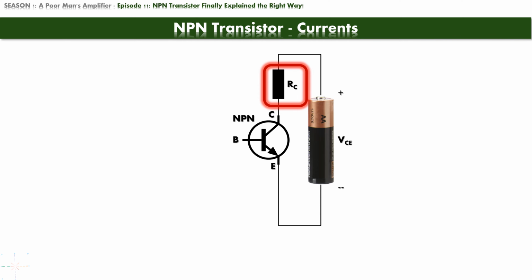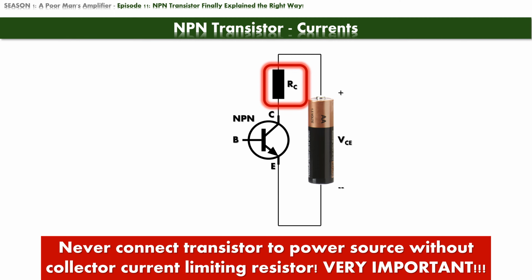If we omit this resistor, then the transistor will pull as much current through the collector as the power source can provide, and then the transistor will overheat and burn out. Please remember to never, under any circumstances, connect a transistor to a power source without a collector current limiting resistor. This is very important.